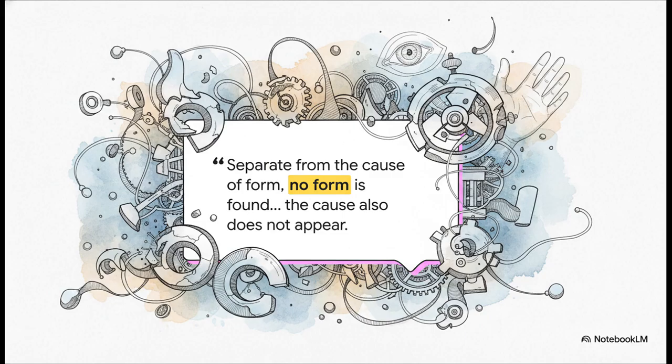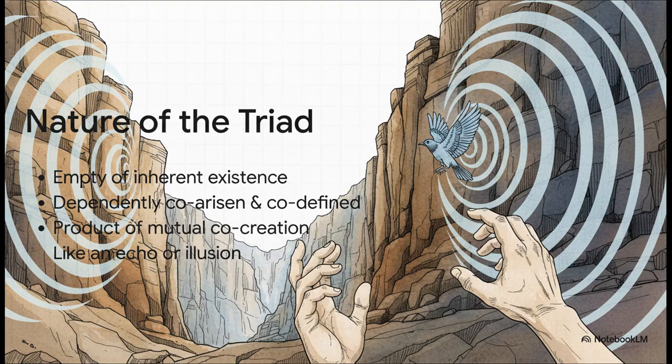The aggregate of form only exists in relation to its causes, and the causes only act as causes because they produce the form. It's a total package deal. And this leaves us with this awe-inspiring realization about the true nature of the triad. The parts, the composing, and the wholes are entirely empty of inherent existence. That is the ultimate truth. Yet, at the same time, they are dependently co-arisen and fully functional. That is the conventional truth. They are a product of mutual co-creation.